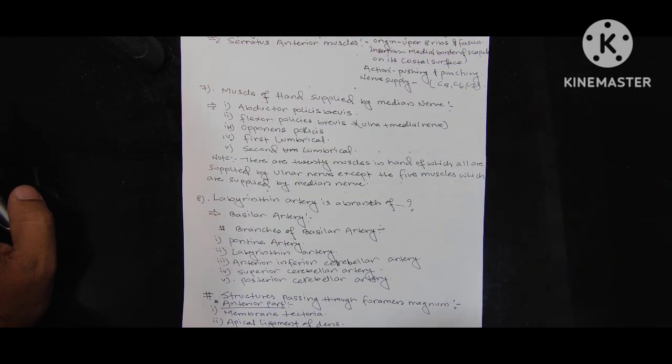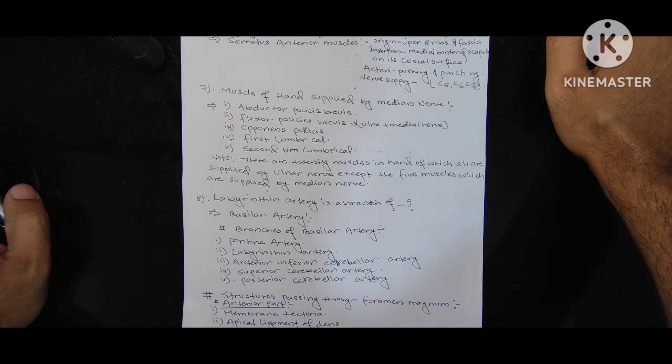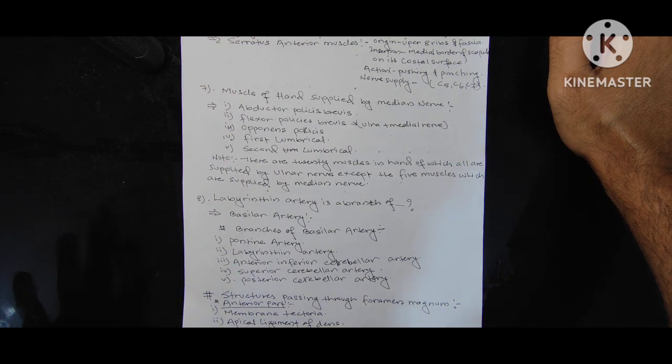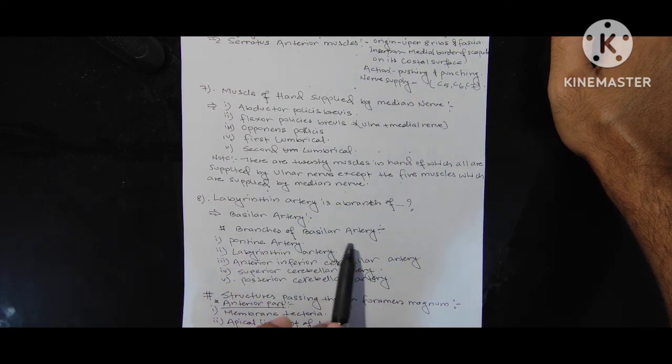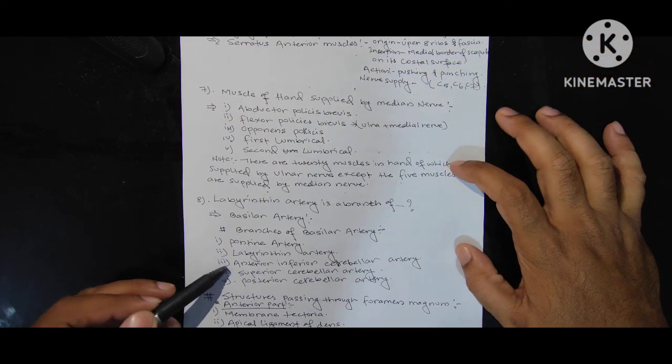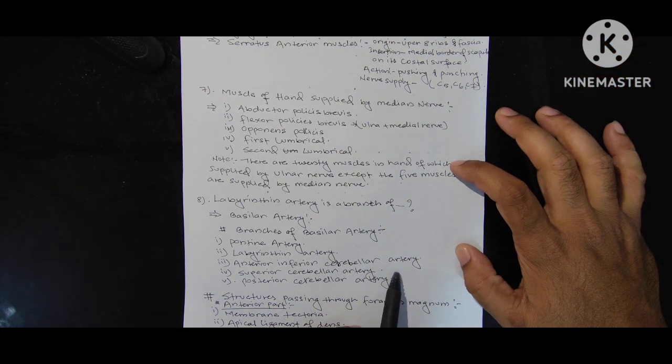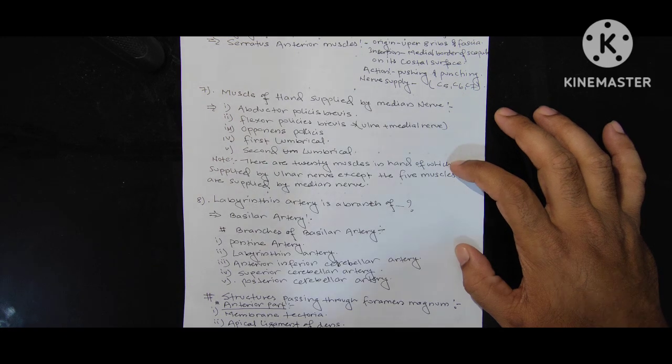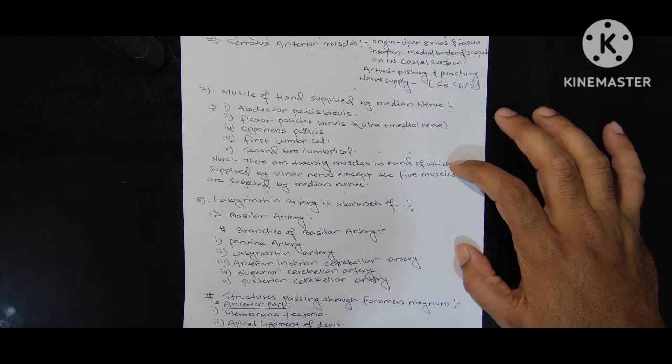Eighth question. Labyrinthine artery is a branch of which artery? The answer is basilar artery. Branches of the basilar artery are pontine artery, labyrinthine artery, anterior inferior cerebellar artery, superior cerebellar artery, and posterior cerebral artery.